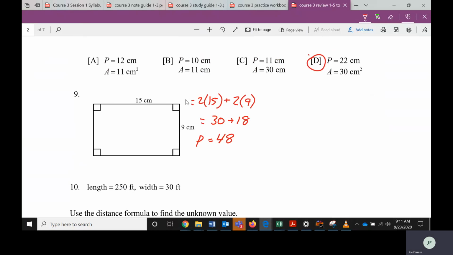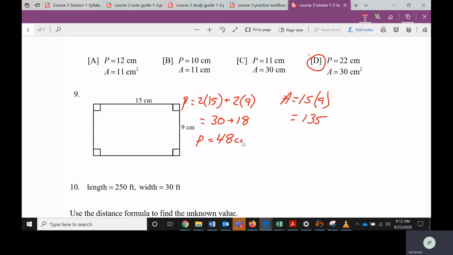Area equals length times width. So it doesn't really matter which one you put where, because it's just multiplication. So 15 times 9. You can grab your calculator. There's nothing saying you can't grab your calculator. So 15 times 9 is 135. And now, one thing I should be doing here, over here, I should have wrote, these are centimeters. And here I should write centimeters squared.